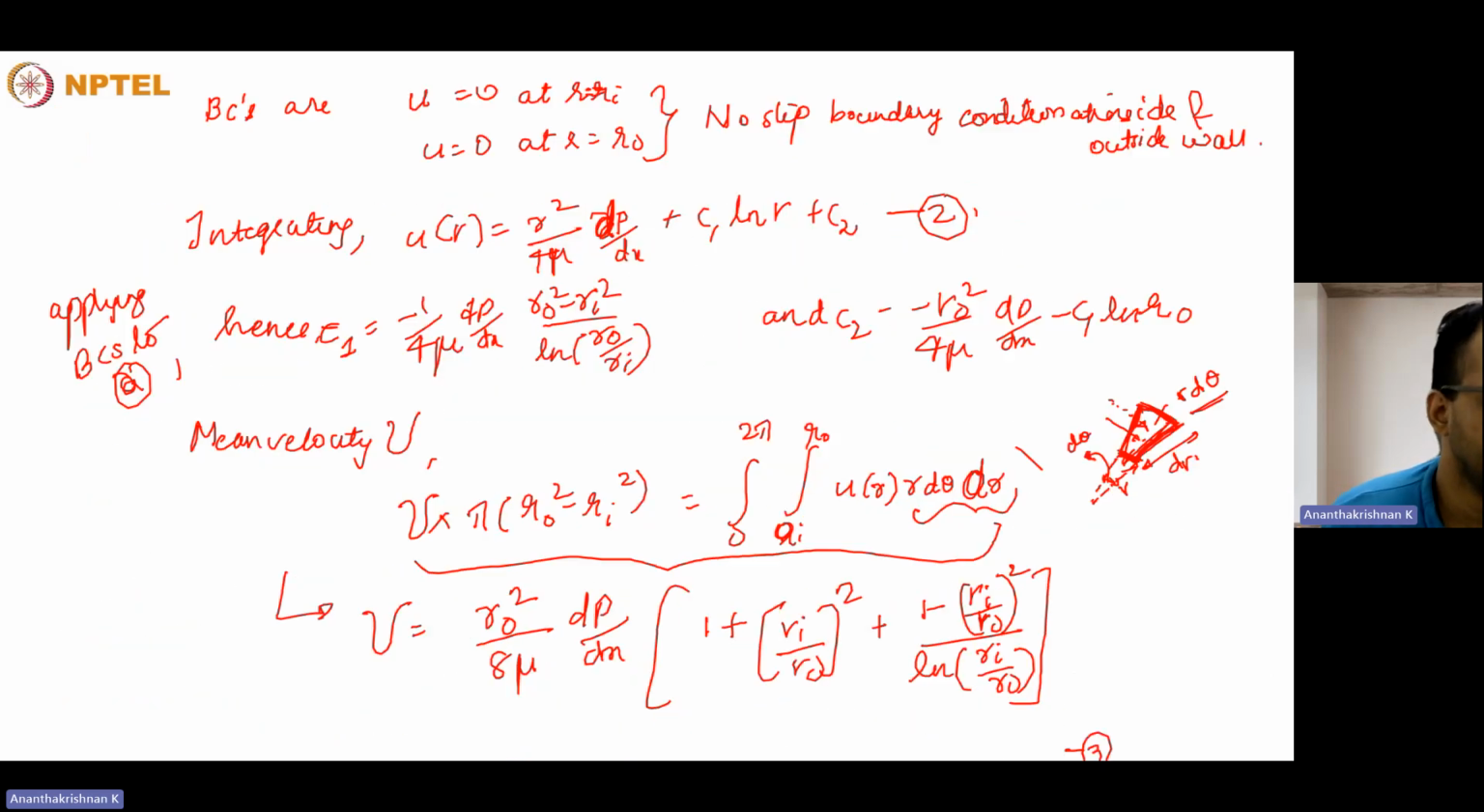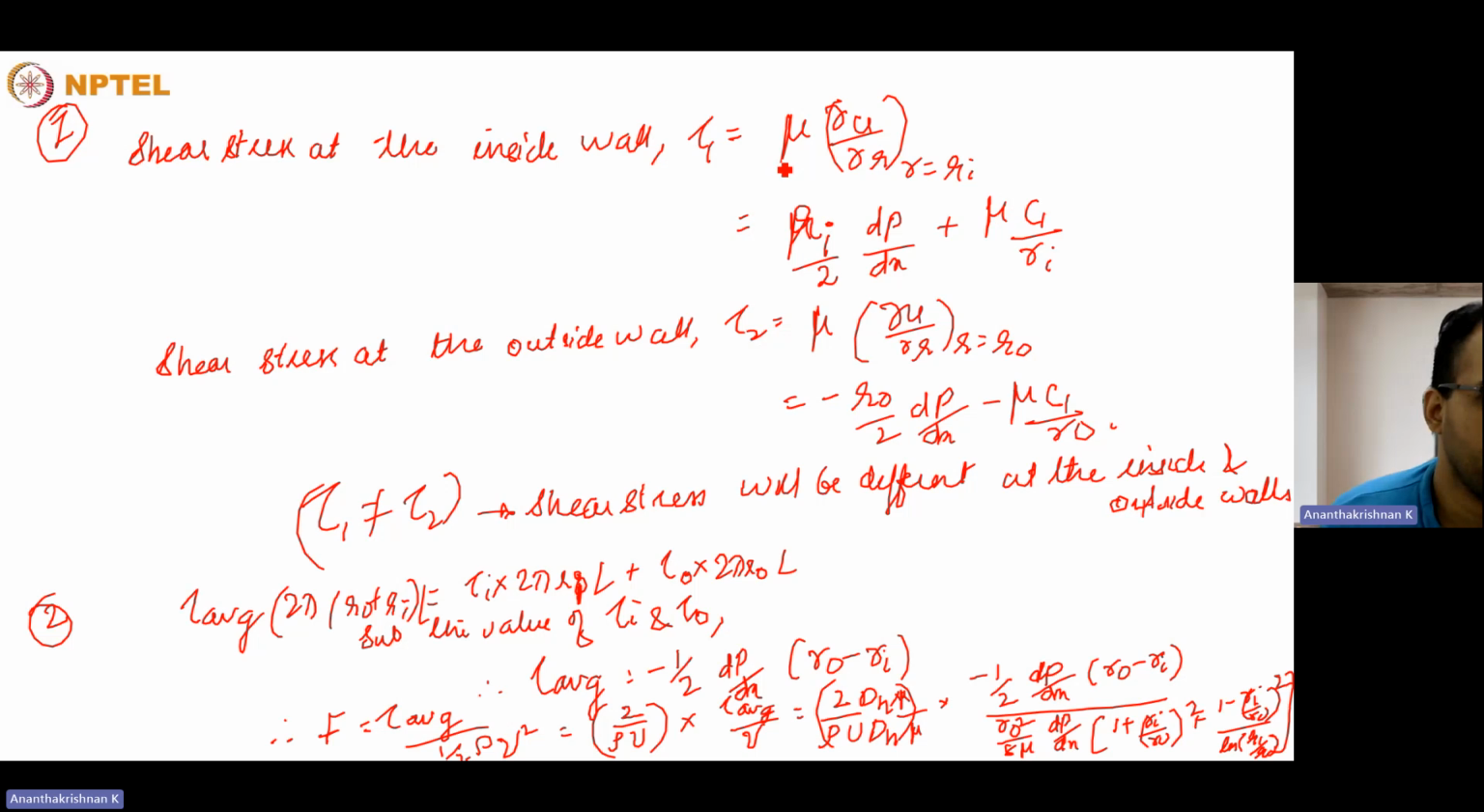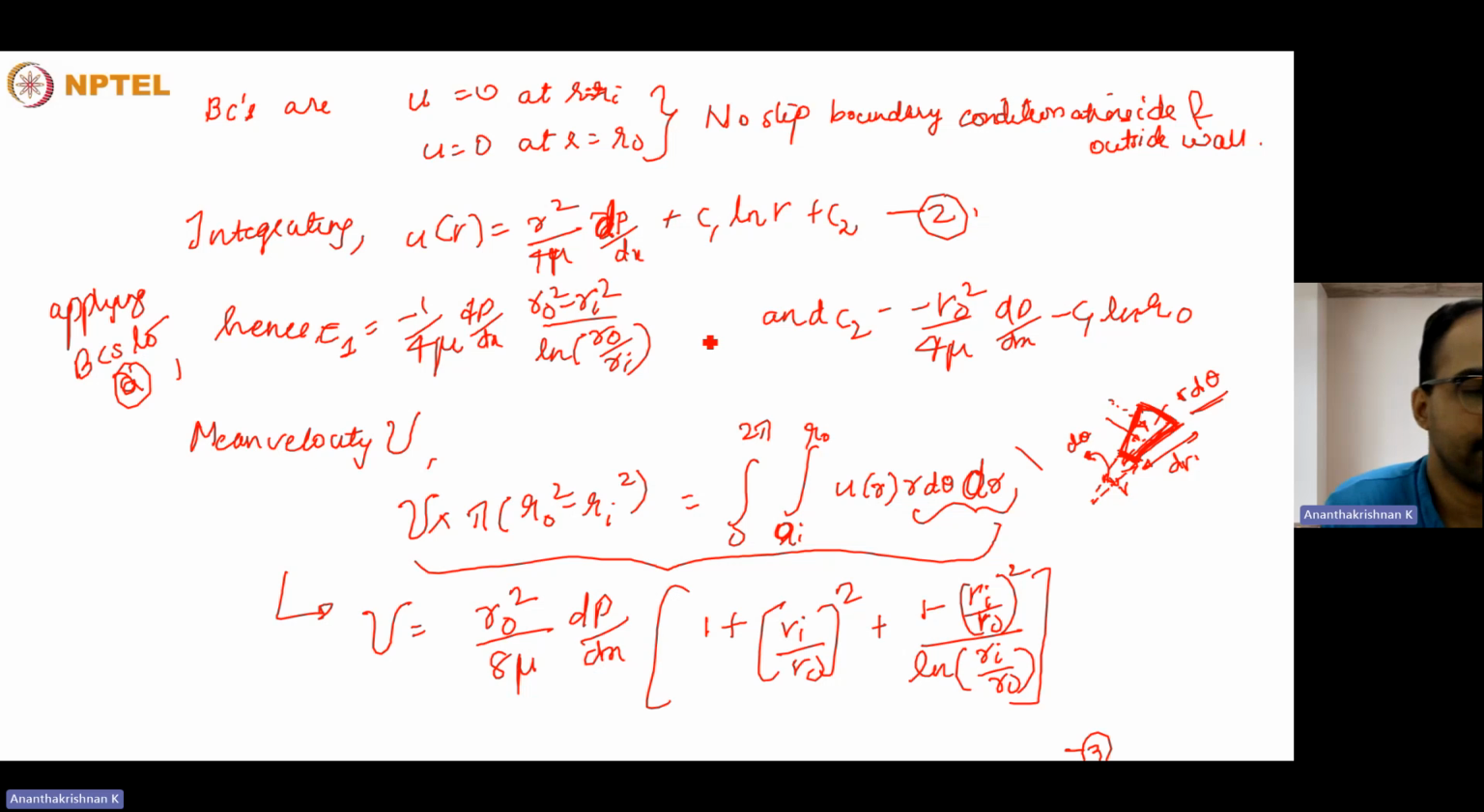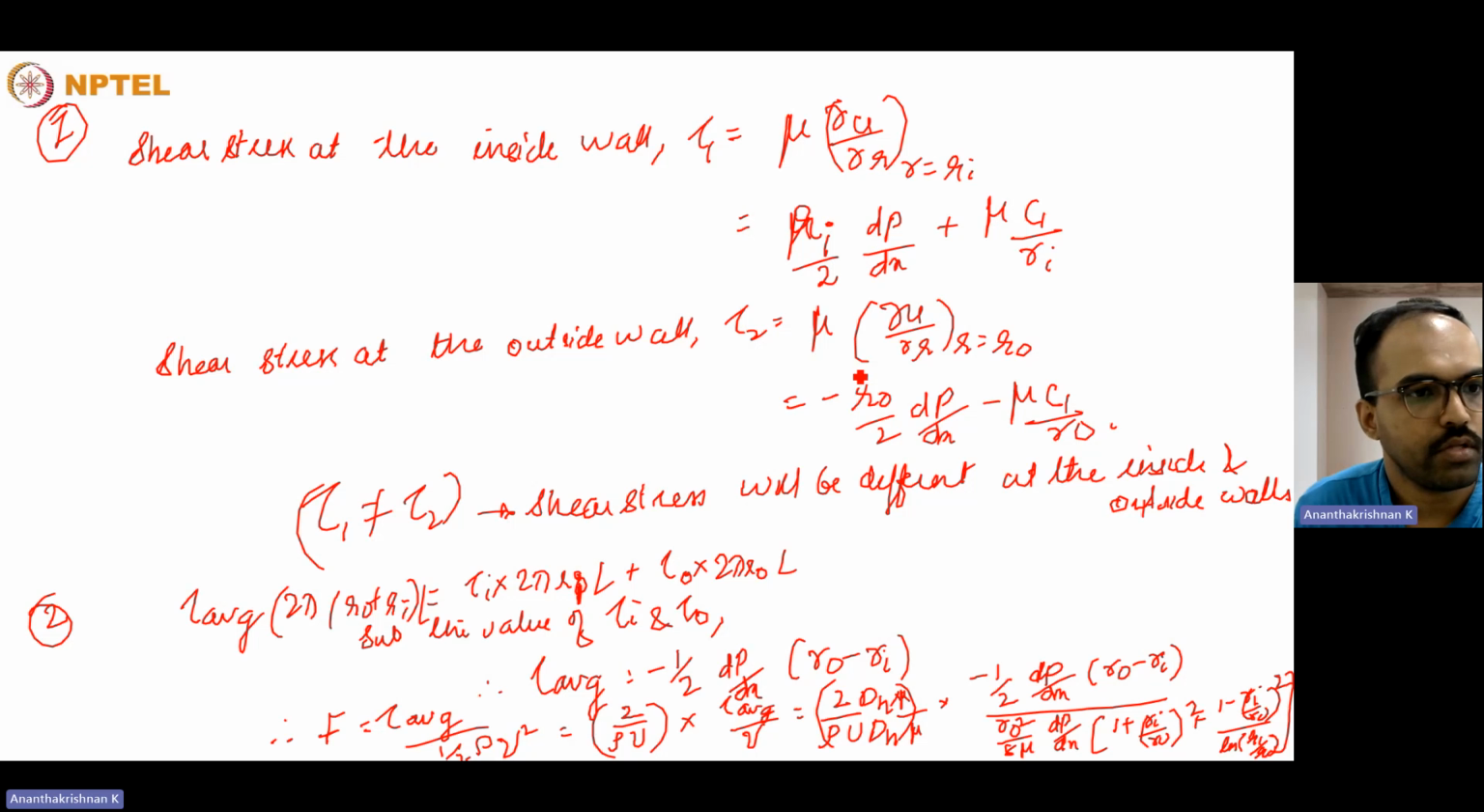First of all, we have shown that the inner and the outer shear stresses are different. For that, you use first principles. Calculate mu times dou u by dou r. For that, you require the variation of the velocity with respect to the radius. Based on that, you have calculated and shown that the values of shear stress at the inner and outer walls will be different at different radii.